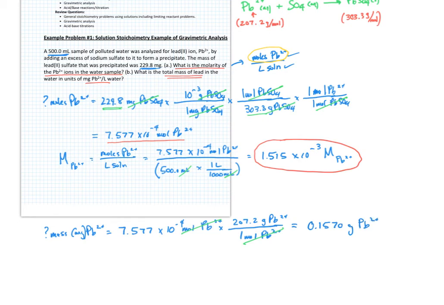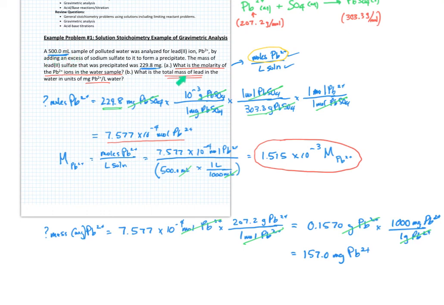And my answer I'm looking for, I want milligrams of lead 2+ per liter. So I need to convert this into milligrams. So this is going to be times 1,000 milligrams for every 1 gram. And again, just for completeness, I'll put the complete units. Lead 2+. Grams lead 2+ going to cancel milligrams lead 2+. So that's going to equal 157.0 milligrams of lead 2+. That's the total mass of lead that we found in this 500 milliliter sample.